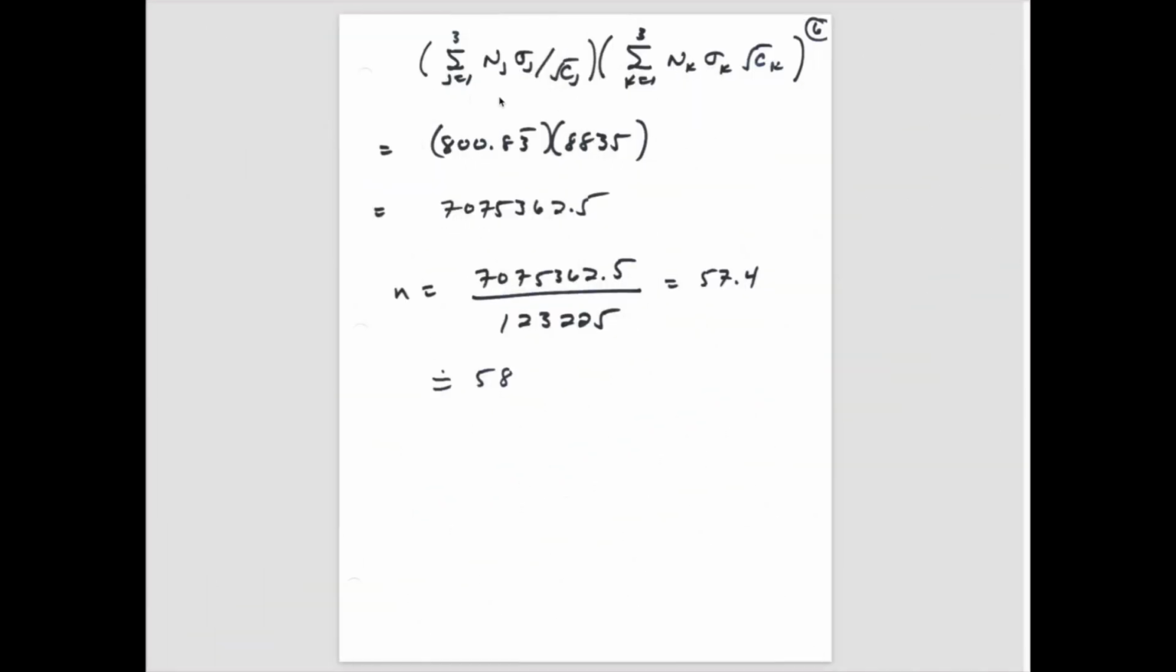Okay, and then this is the expression that we need to find to get the other component, the numerator, for the sample size, and that's the numerator there. And so then we divide that by the 123,225, and we come up with 57.4. Now again, we have a fractional value, and so what we would do is go up to the next larger integer, which is 58 observations.